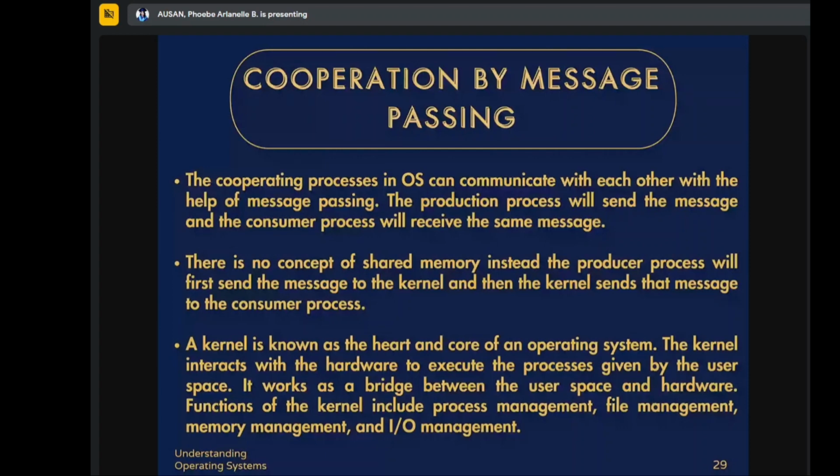Instead, the producer process will first send a message to the kernel, and then the kernel sends that message to the consumer process. A kernel is known as the heart and the core of an operating system. The kernel interacts with the hardware to execute the process given by the user's space. It works as a bridge between user space and hardware. Functions of the kernel include process management, file management, memory management, and also input-output management.